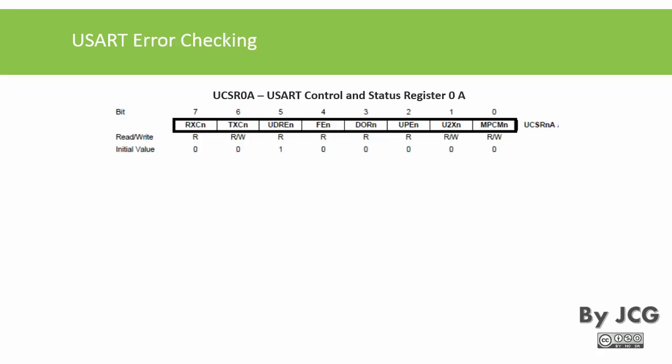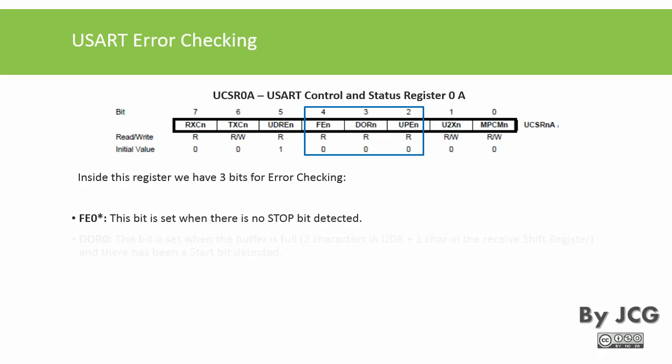If you remember, before we talked about error checking, these checks are performed in USART0A, and we have these particular bits for checking errors. First, we have a bit that is called FE0, and this bit is set when there is no stop bit detected. Remember, this means frame error. So when there is no stop bit detected, we have a frame error.